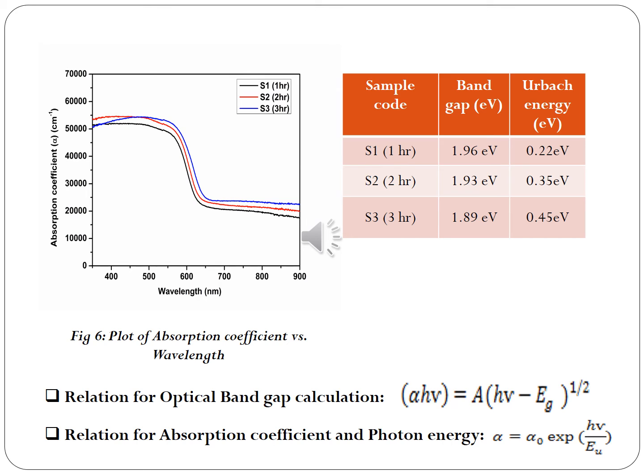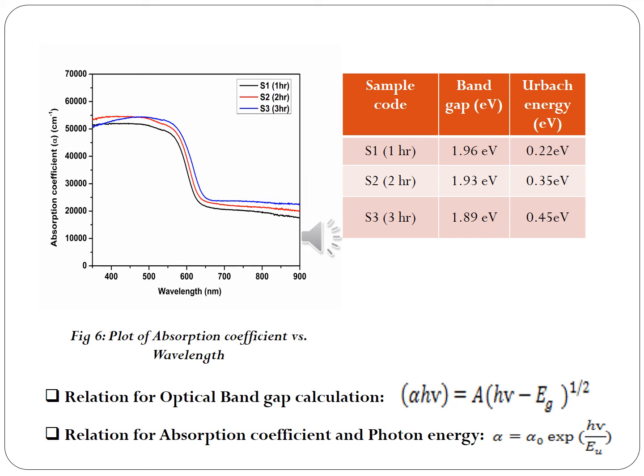From figure 6 we can see the plot of absorption coefficient versus wavelength. From this plot we can see for the sample S3 we have maximum absorption coefficient and for sample S1 we have minimum absorption coefficient. In this table we have calculated the band gap and the Urbach energy for all the samples S1, S2 and S3. The band gap was found to decrease with the increase in deposition time, and the Urbach energy was found to increase with the increase in deposition time.